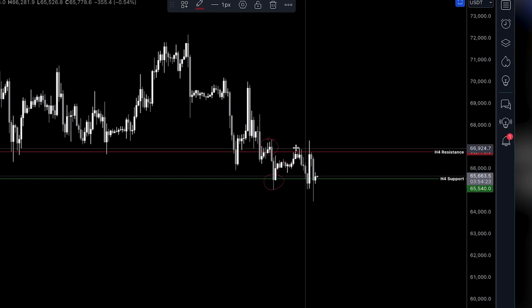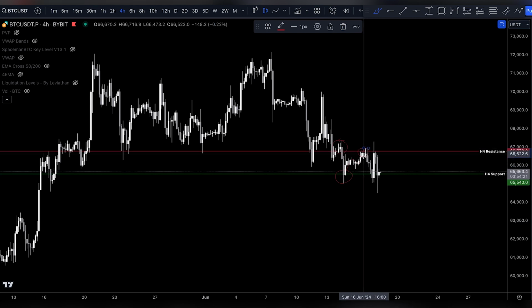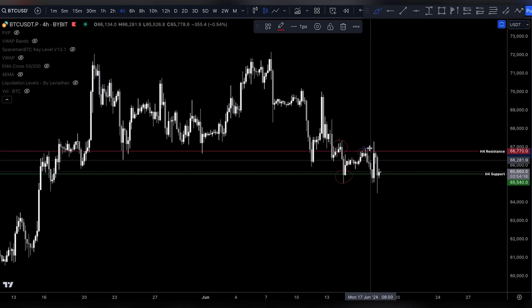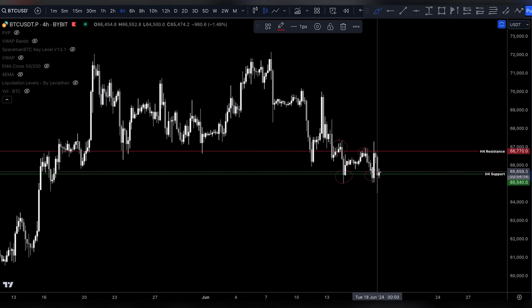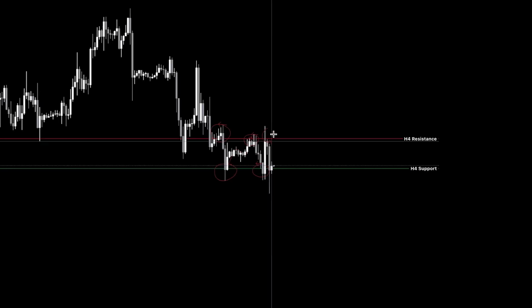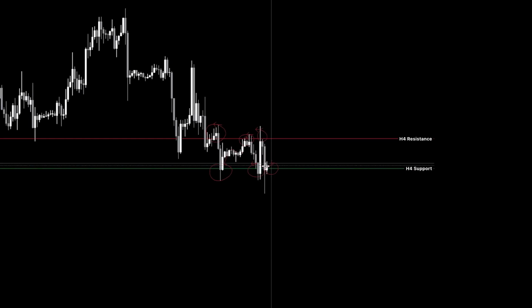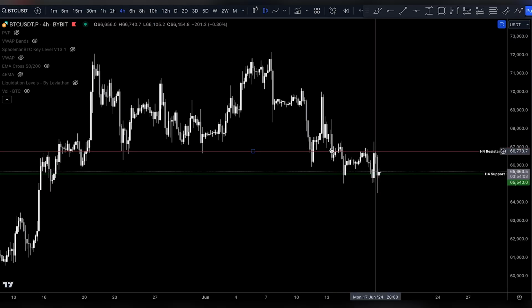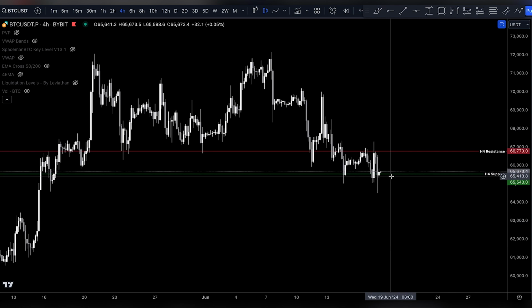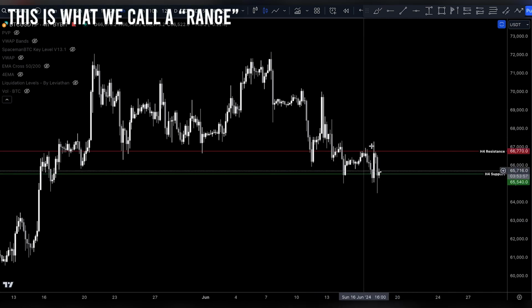And again, we come up to the resistance where once again, there are not enough buyers to push us through to flip the actual resistance. And once again, we test the support. And again, same thing over and over. And this is what you call a range, right? This point here, there are more sellers willing to step in. This point here, there are more buyers willing to step in. So the price is ranging in between these two.